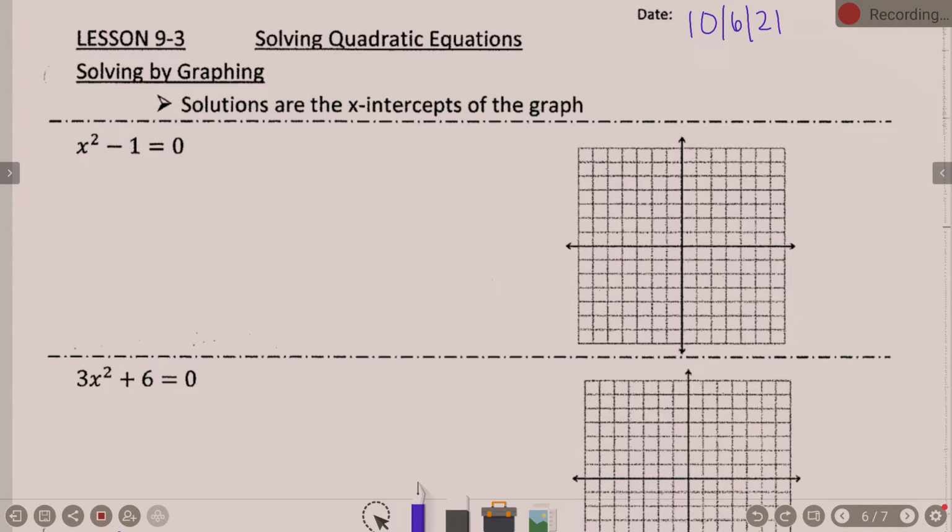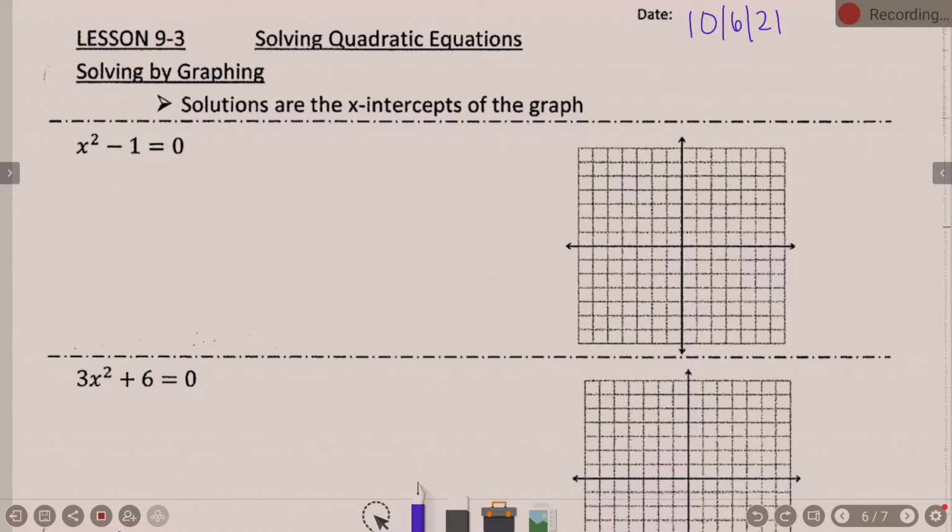Okay, so lesson 9.3, it's solving by graphing. Important to know here is that as we are solving these quadratic equations, because there is an x squared in the equation, that x squared indicates that there's usually going to be not one, but two answers. Today we're looking at how we can solve using the graph.